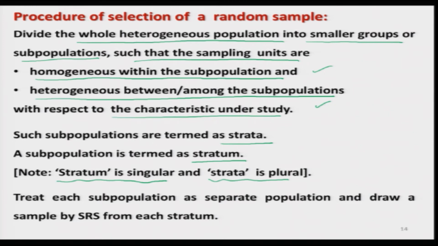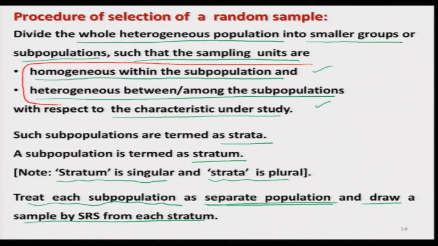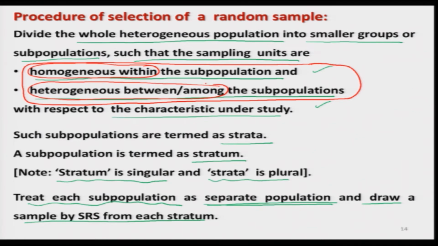Now, you treat each of these subpopulations or strata as a separate population and draw a sample by simple random sampling from each stratum. Now, there are two things which I would like to address. If you follow my pen, here I am writing that the strata or the subgroups have to be created such that they are homogeneous within and heterogeneous between or among them with respect to the characteristic under study.